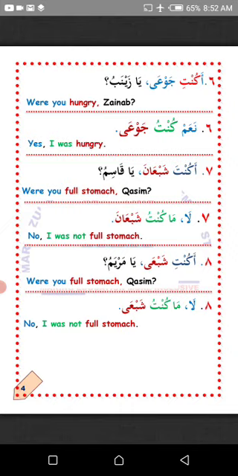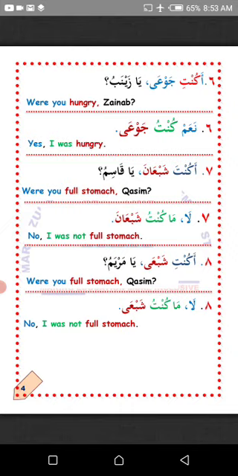You use ma to negate past tense, to negate madin. Zahabtu means I went. Ma zahabtu, I didn't go. Jalastu, I sat down. Ma jalastu, I didn't sit down. Akaltu, I ate. Ma akaltu, I didn't eat. Sharibtu, I drank. Ma sharibtu, I didn't drink.